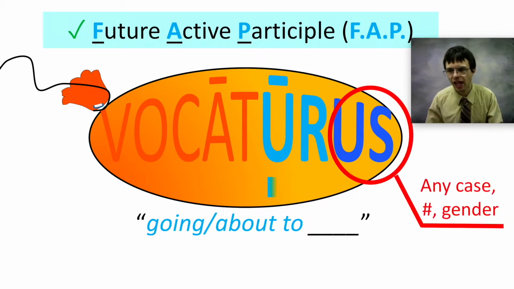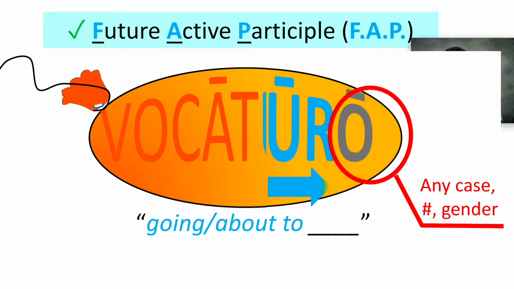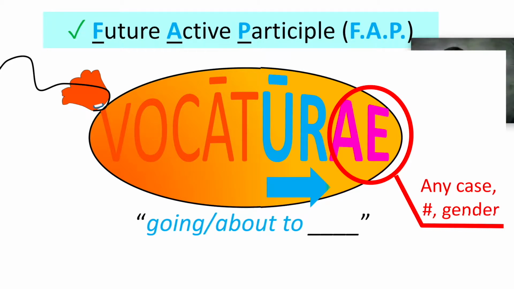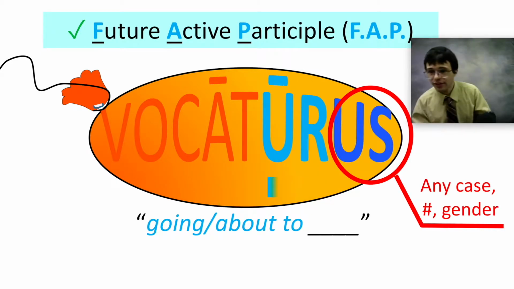And of course, it can have any case, number, gender ending. So vocaturorum, vocaturo, vocaturi. Any of those are fine. Okay, so that's all you need to know about the future active participle. You could jump ahead to the questions at 22 minutes and you'd probably be fine.